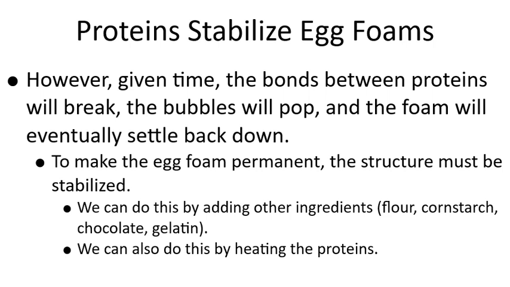If we want to make the egg foam permanent, then we need to stabilize the bubble wall structure enough that it becomes essentially permanent. We can do this in a few ways. One way is to add other ingredients such as flour, cornstarch, chocolate, or gelatin. Or we can heat the proteins, causing them to denature and form even more chemical bonds between neighboring proteins.